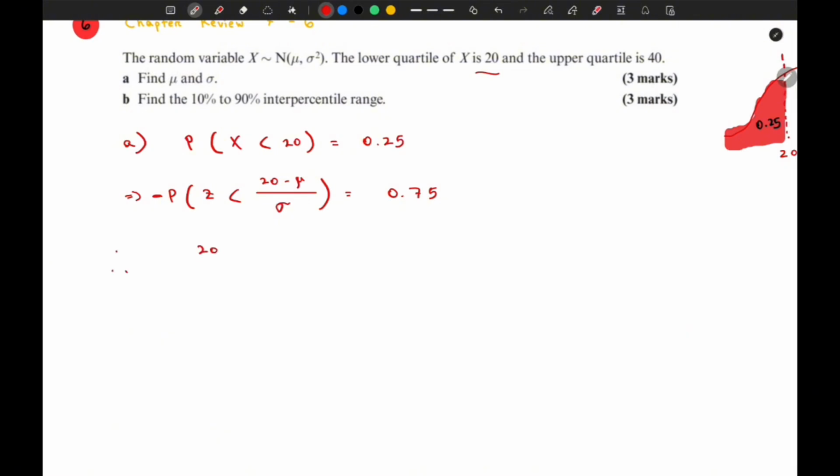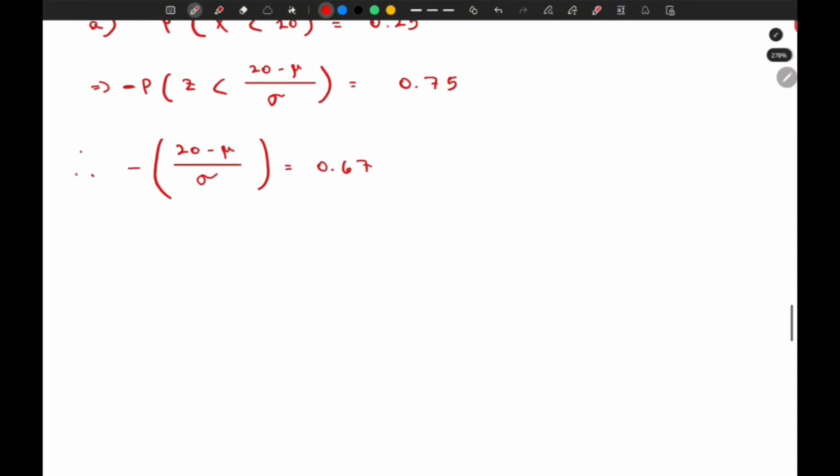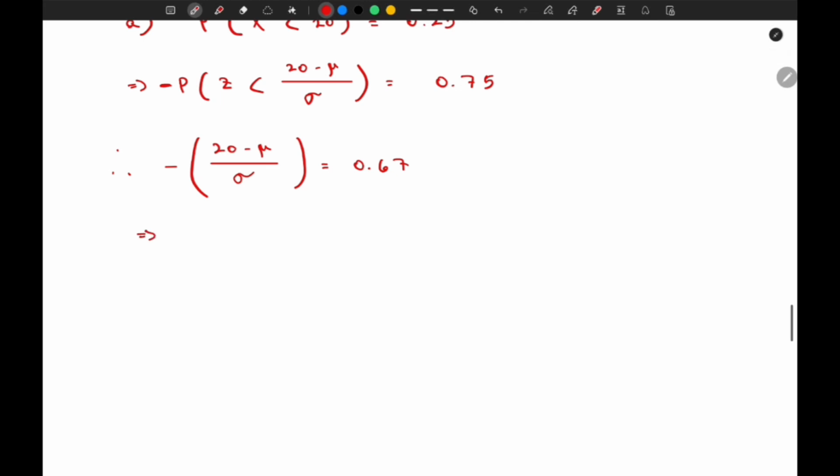So 20 minus mean over the standard deviation is equals to 0.67. Now since there's a negative sign at the front, there will be a negative sign in front of the value of z. So we have an equation which is mu minus 20 is equals to 0, or we can just write it like this: mu minus 0.67 standard deviation is equals to 20. So this is our first equation.